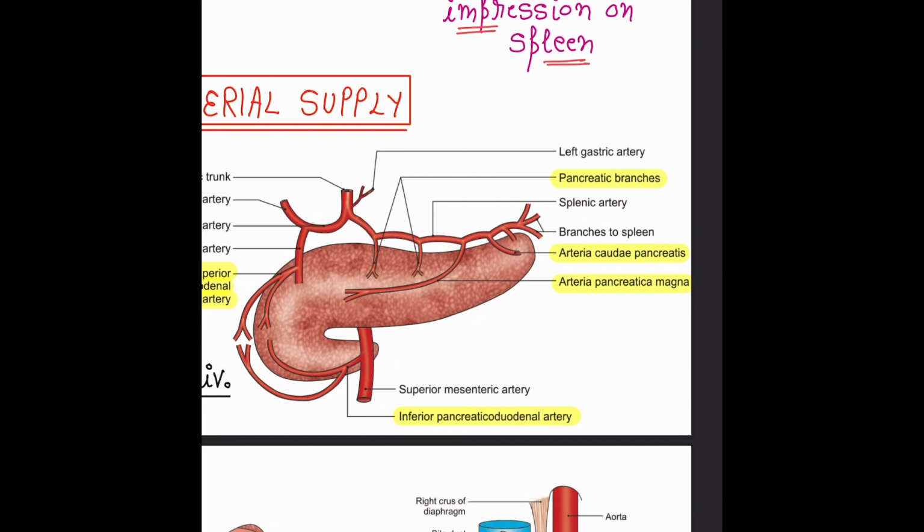Then we have a big artery called arteria pancreatica magna, again supplying the body of the pancreas. And we have arteria chordae pancreatis supplying the tail. What do you mean by chordae? Chordae itself means tail. So what will this artery be supplying? The tail of the pancreas, right?